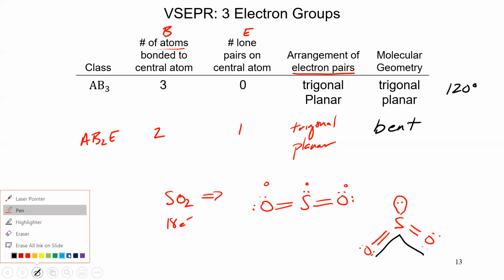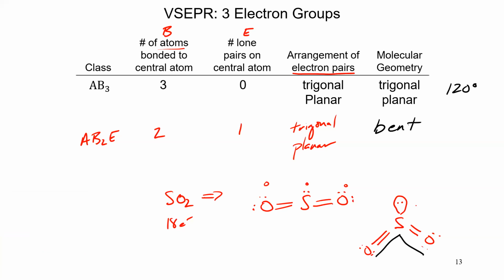And so there's a little bit extra force, right? So lone pair repels more strongly. So that lone pair repels more strongly.